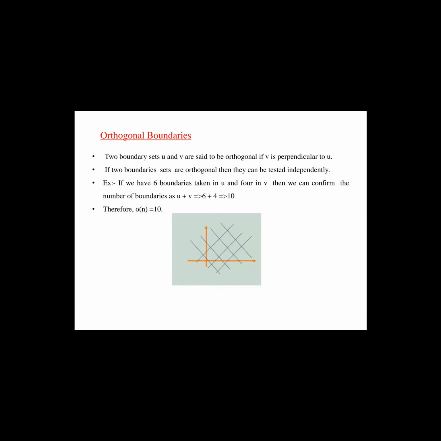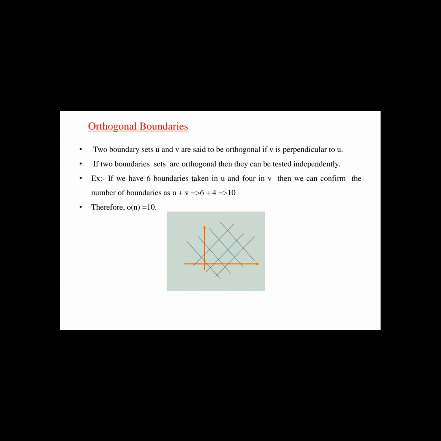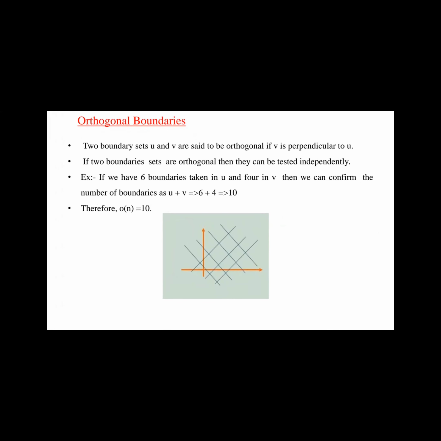The orthogonal boundary means the boundary has to be represented perpendicular to the axis. That representation is called the orthogonal boundaries. See in the diagram, the boundaries are represented perpendicular to each other. That representation is called the orthogonal boundary. Again, this representation is done based upon some equation only, for the range only.